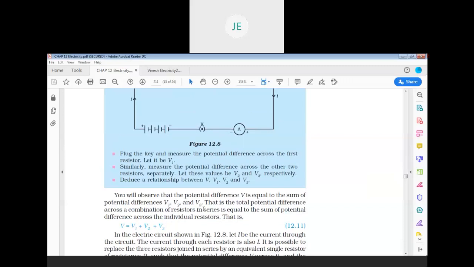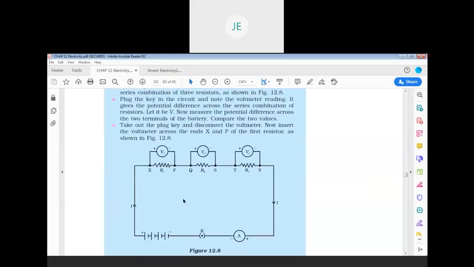For example, if you take a 12-volt battery and you are taking 3 ohms, 3 ohms, 3 ohms, let us say, then the voltage for each 3 ohm resistor is 4 volts, 4 volts, 4 volts, like that. It will be divided. In a series circuit, current is constant, but voltage is divided.